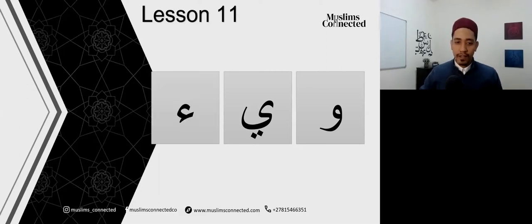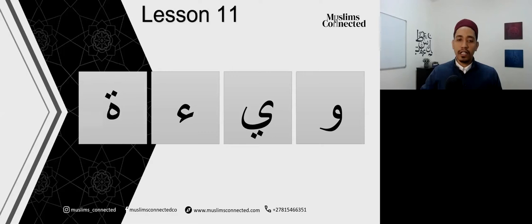Then we'll speak about the letter Hamza. The letter Hamza is a very special letter, very easy to pronounce. However, it has a bit of detail when it comes to the shapes. Finally, we will speak about this letter over here, which is not really a letter on its own. It's actually just a different shape of a letter that we already covered. So essentially, the letters in today's lesson are not difficult in terms of pronunciation. However, these are the letters you have to focus on, because you can easily get confused between these letters and other letters.